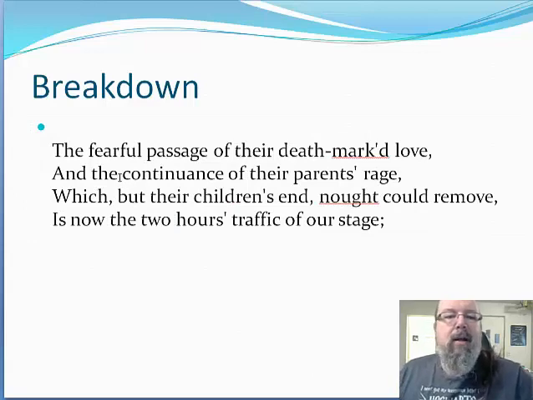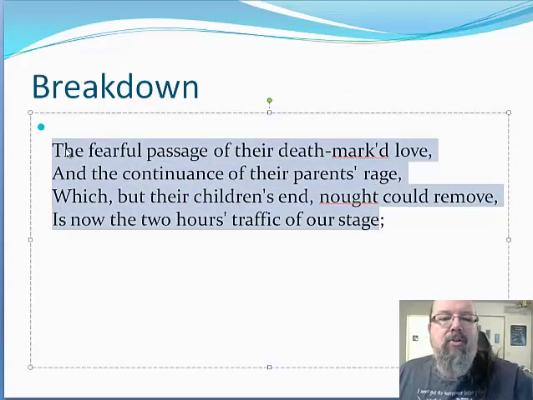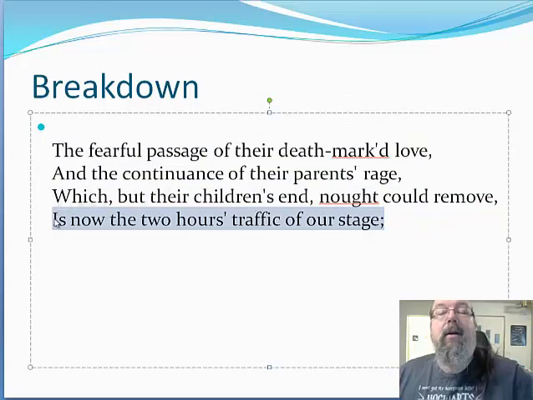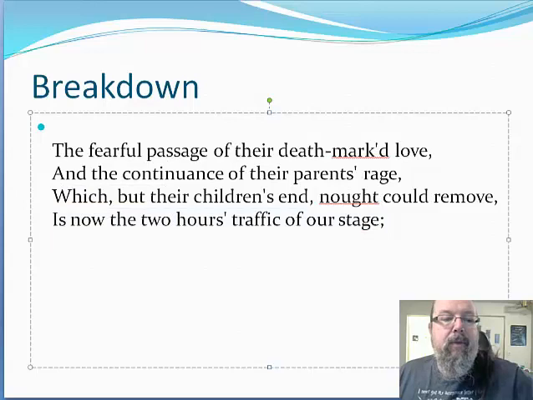The final quatrain. The fearful passage of their death-marked love and the continuance of their parents' rage, which but their children's end naught could remove, is now the 2 hours' traffic of our stage. So these 4 lines are kind of telling us what the previous 8 lines said, right? They've got death-marked love, and their parents are fighting, and the fighting wouldn't stop until the kids kill themselves. And that's what's going to happen in these next 2 hours, right? If you're watching the stage, that's what you're going to see.